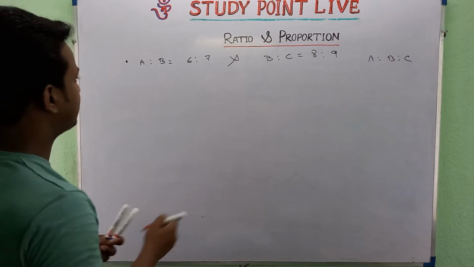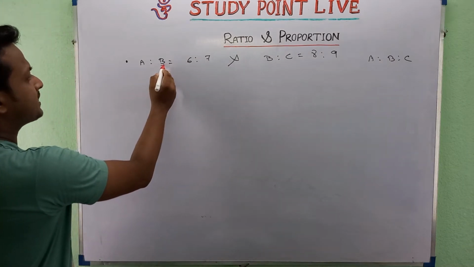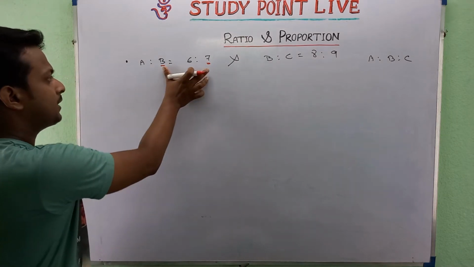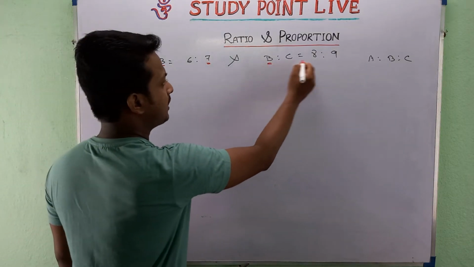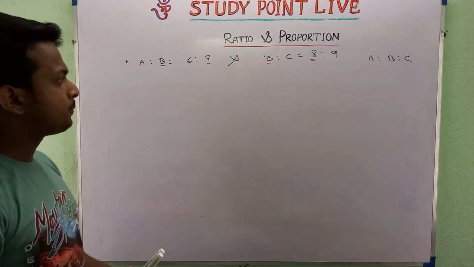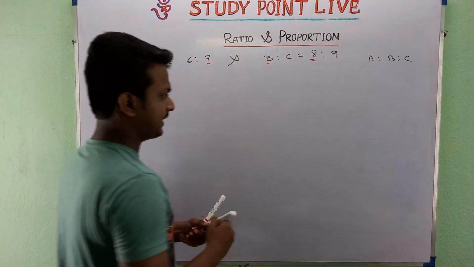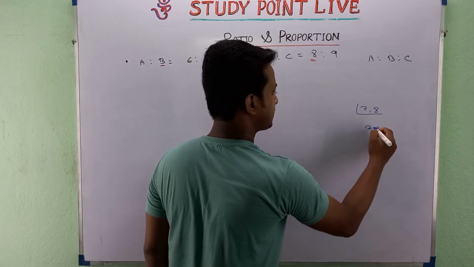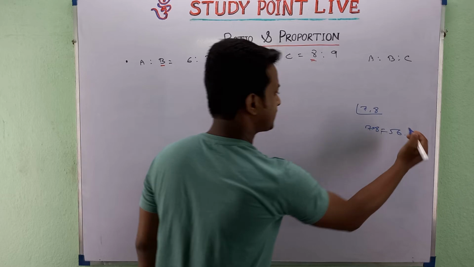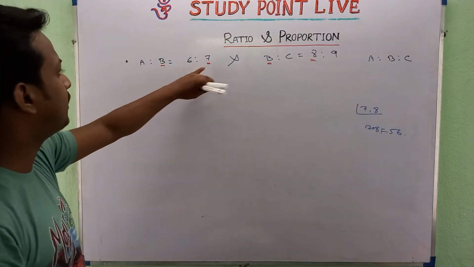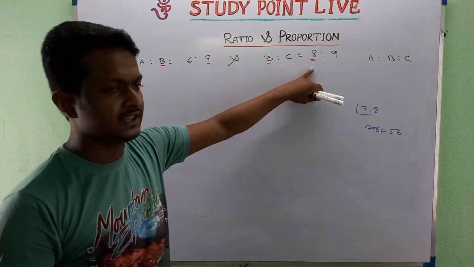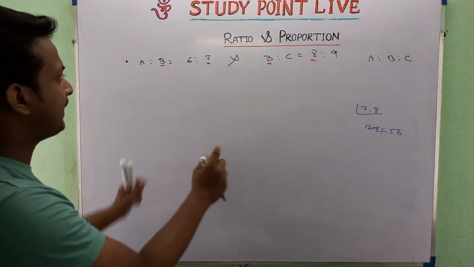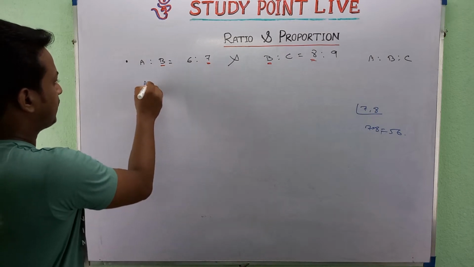Now if we see here, b is the second term in the first ratio, and here b is 7. But in the second ratio, b is the first term and the value of b is 8. So first we have to take the LCM of these two terms. So the LCM of these two terms will be 56. As the value of b is here 7 and here it is 8, we cannot find a is to b is to c directly. So we have to make the value of b equal first.